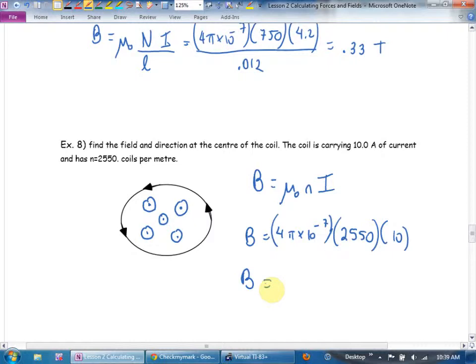.028? I'm seeing controversy. No, yes? .032? Getting a consensus for .032 Teslas.